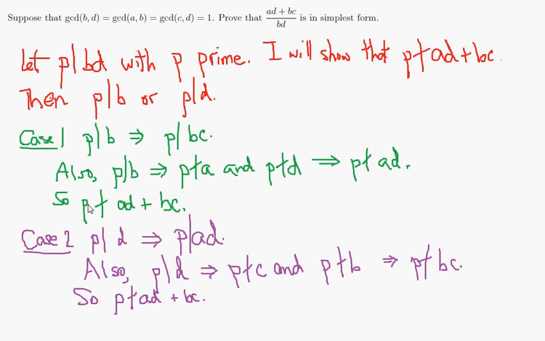So either way, p does not divide the numerator. So the greatest common divisor of b times d and the numerator ad plus bc must be equal to 1, because there can be no prime factor of both the numerator and the denominator. And that proves that this fraction is in simplest terms, and that is the end of the proof.